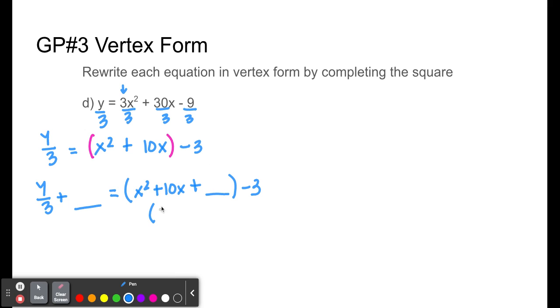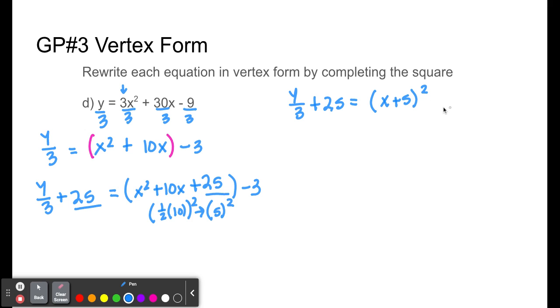So we take half of 10 and square it. Half of 10 is 5. 5 squared gives us 25. And we add that to both sides to keep it balanced. We rewrite our trinomial as a binomial squared. So we still have y over 3 plus 25 on the left. This becomes x plus 5 squared.